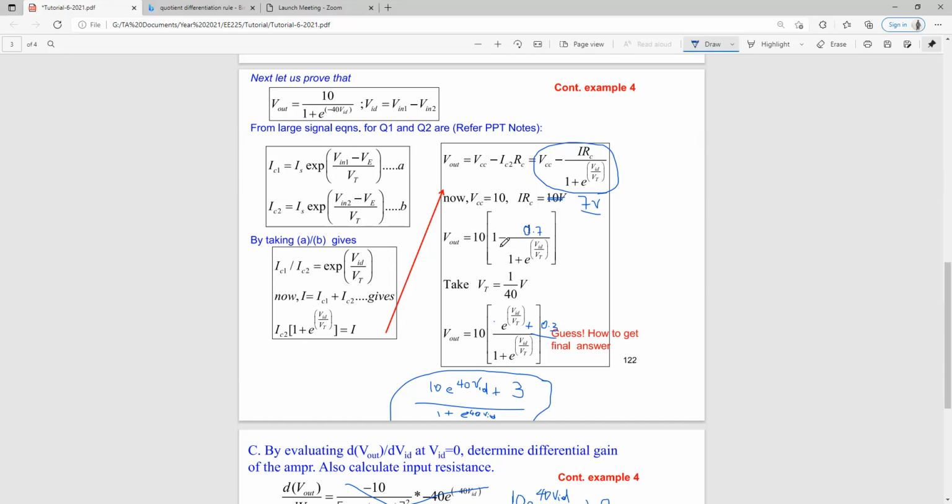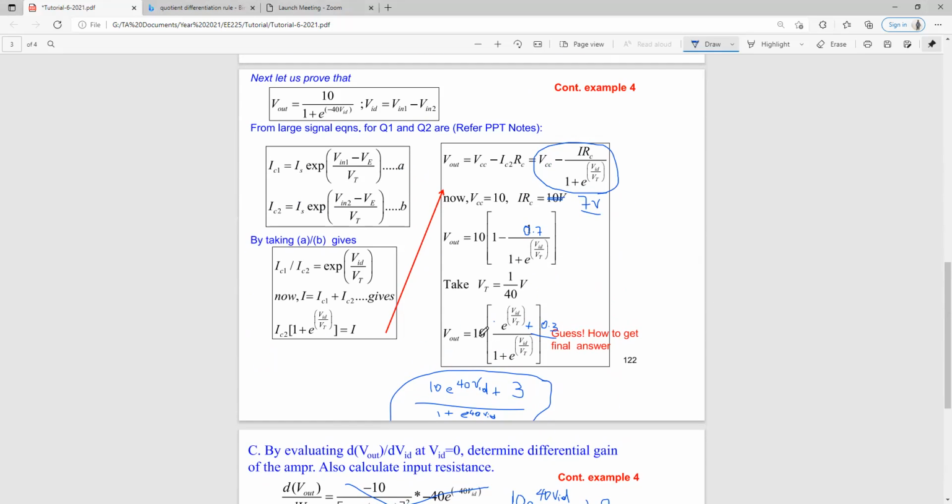Taking this numerator and making this term have the same denominator as this one, we take this numerator and multiply it over here, and then simplifying this equation, we'll be left with 10 as it is, and we bring that factor down. 10 into (e to the power of VID upon VT plus 0.3 volt). Inside this bracket, it should be plus 0.3 volt, whole thing divided by (1 plus e to the power of VID divided by VT). Remember, this is one whole thing.